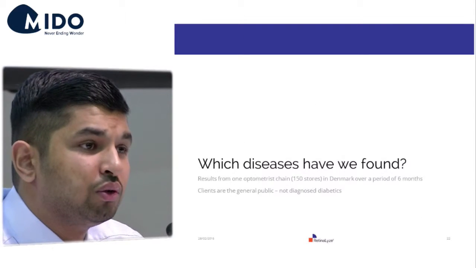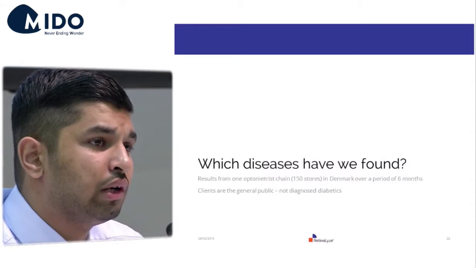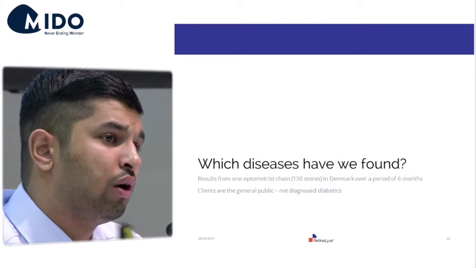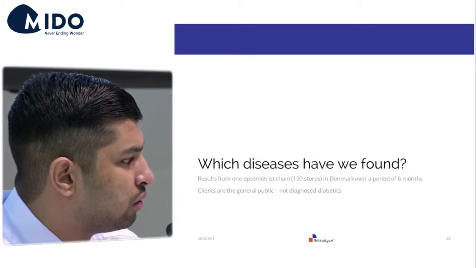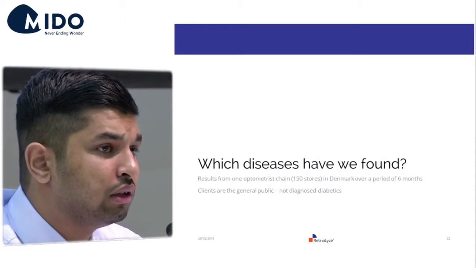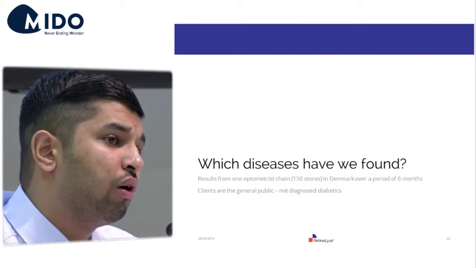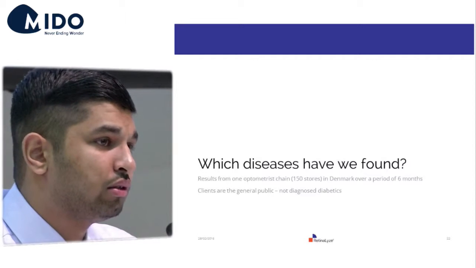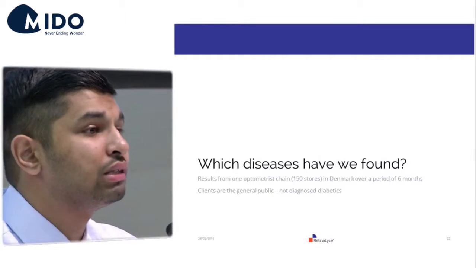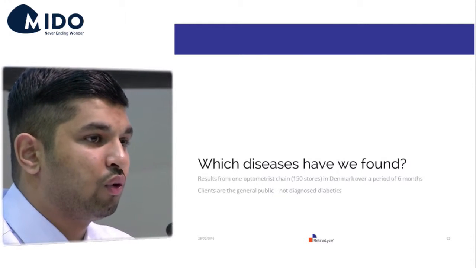So just to show you that this actually works, we've compiled some results of a Danish optometry store who have 150 stores in Denmark. These are results gathered over 6 months, the last 6 months actually. And the clients that walk in the store are general public, not diagnosed diabetics, just people walking down the street, seeing that there is a Retinalyze screening available or retinal screening available, and walking in for an eye exam.